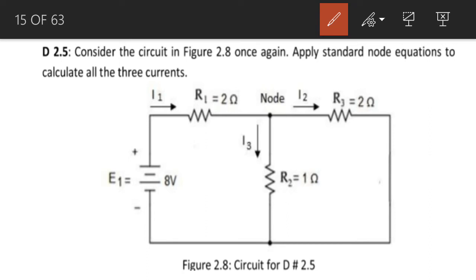We discussed the standard node equations in the previous class. So let us do a few numerical examples related to standard node equations. We do example number 2.5. We have already done example number 2.5 with the help of standard loop equations. This is the same numerical example.